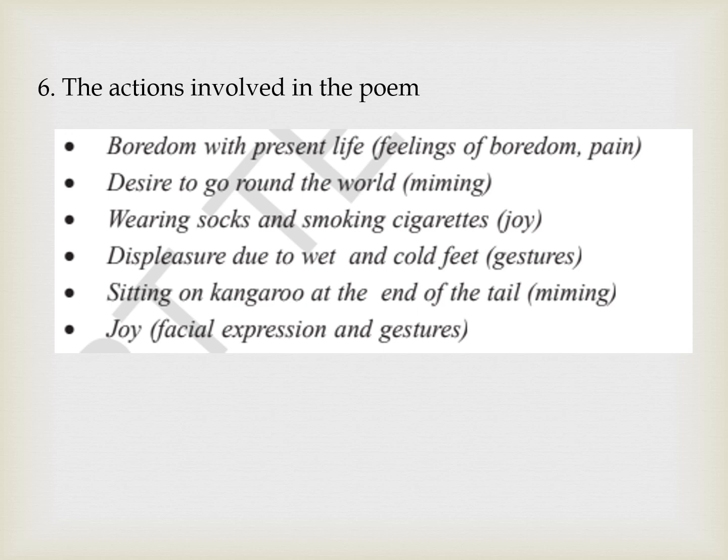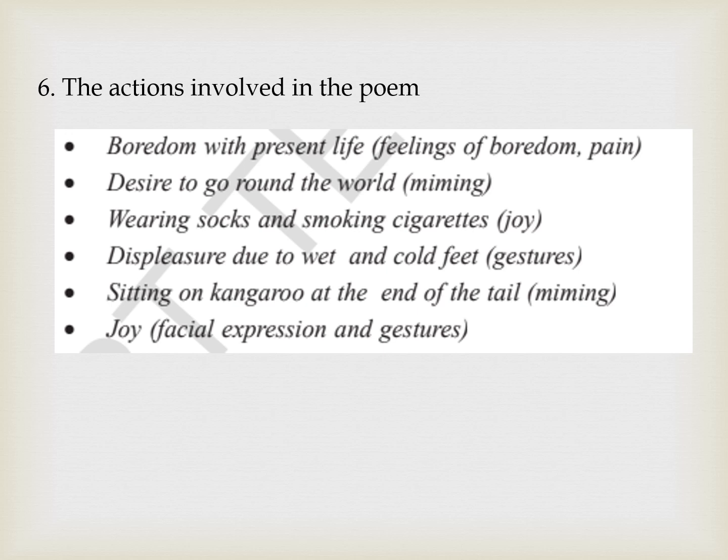Gestures. Displeasure. Coolness. Gestures should be shown here. Sitting on the kangaroo at the end of the tail, that is also miming that should be given there. Joy, facial expression and gestures. Children, here we are preparing the script. So, we are preparing the actions involved in the poem.